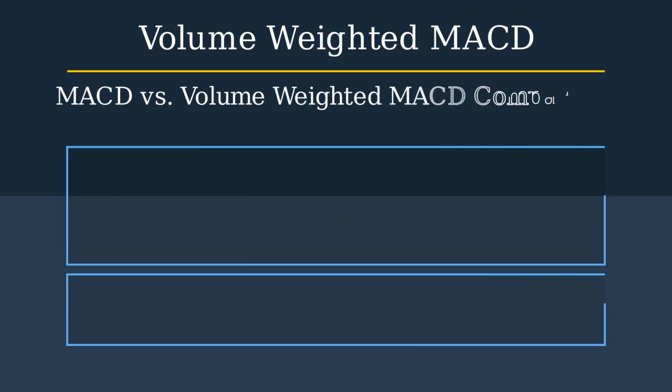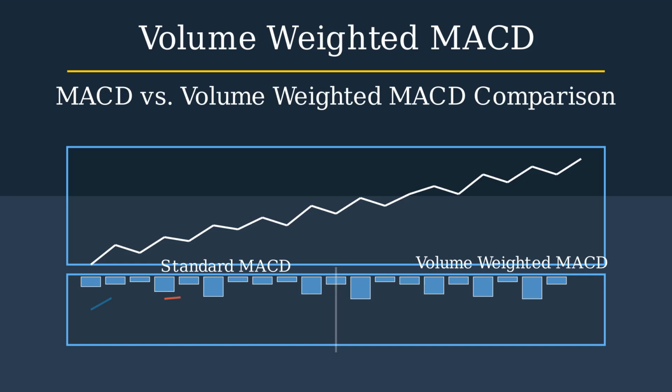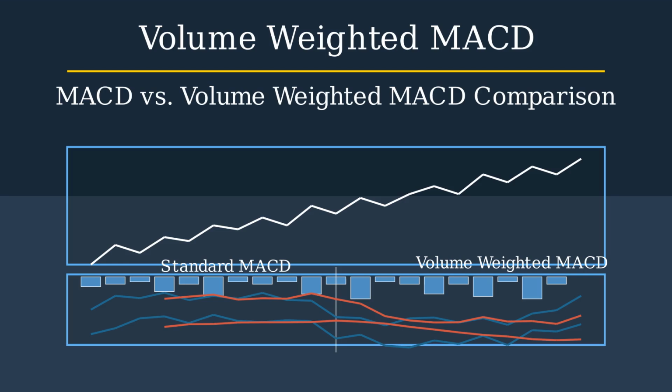Let's compare standard MACD with volume-weighted MACD to see how volume affects signal reliability. Here we have a price chart with increasing momentum and several pullbacks. Notice the volume bars below the price action. The standard MACD appears below on the left side. It calculates momentum using only price data. The volume-weighted MACD on the right incorporates volume into its calculation. Notice how it responds more dramatically to price moves with high volume.